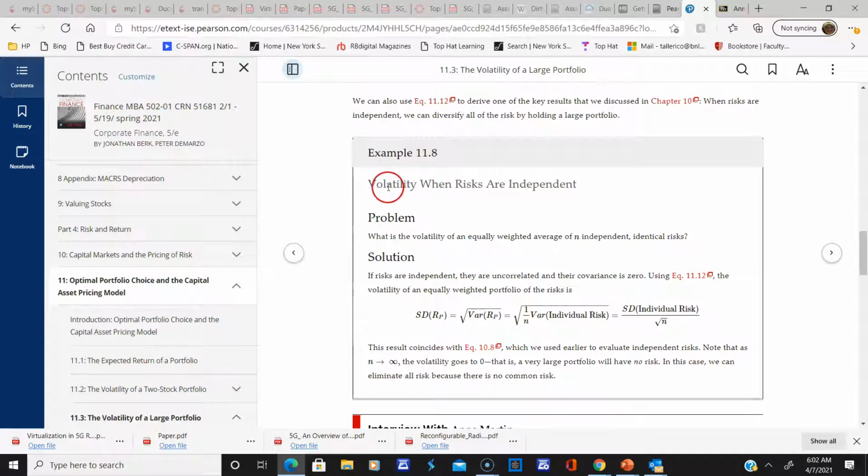So here's the volatility. This is a nice example. What is the volatility of an equally weighted average of n independent identical risks? Okay. If risks are independent, they are uncorrelated. So right away, if they're uncorrelated, that means the correlation coefficient is what? It should be zero, right? And their covariance, right, becomes zero, right? So the volatility of an equally weighted portfolio of the risks are, and this is what it becomes, right?